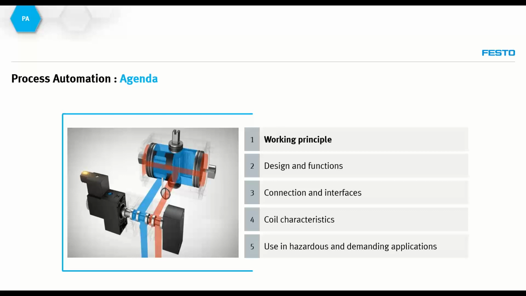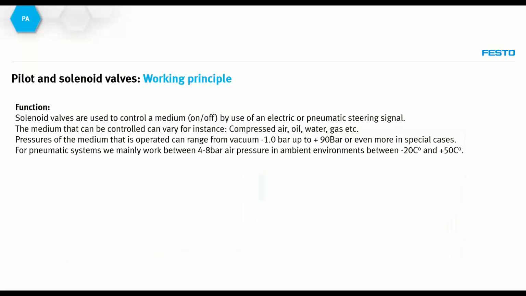First of all, we would like to start with the working principle. Next slide, please. So the function. Solenoid valves are commonly used in the process industry, and actually there are 2 options. Process valves with the solenoid function are mainly used for automating an on-off signal. This can be done by an electrical current, which we call the steering signal.